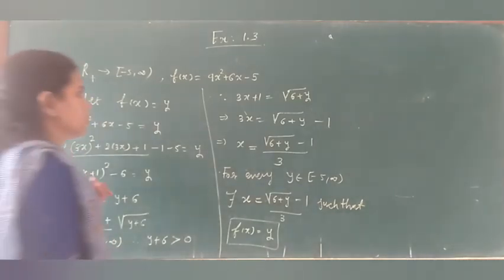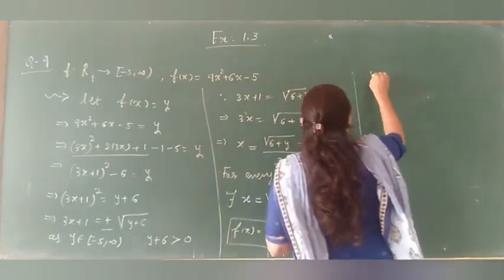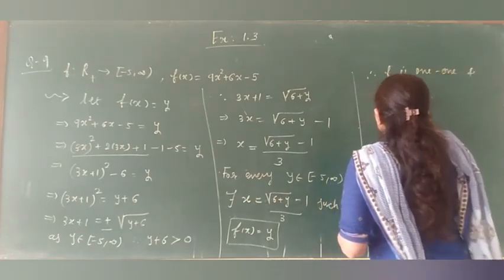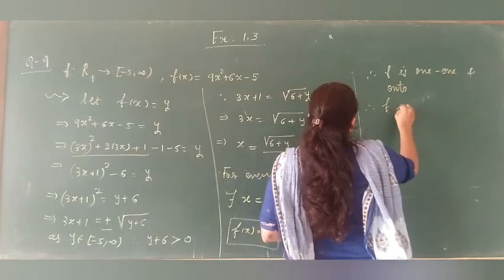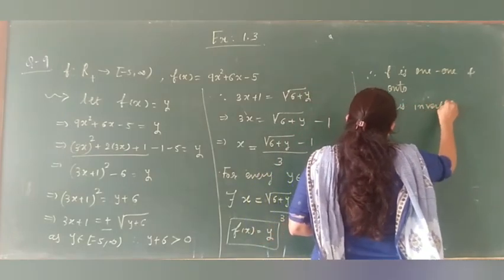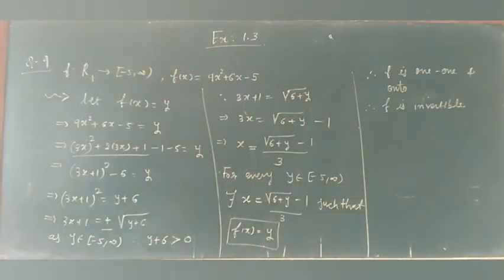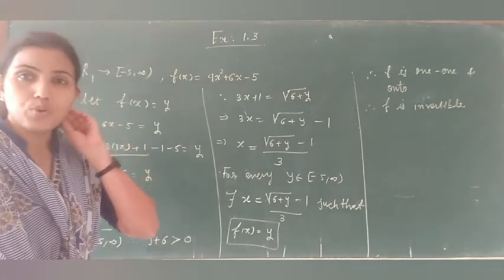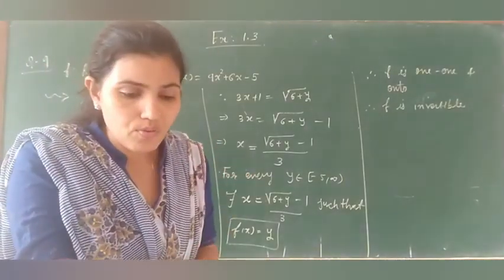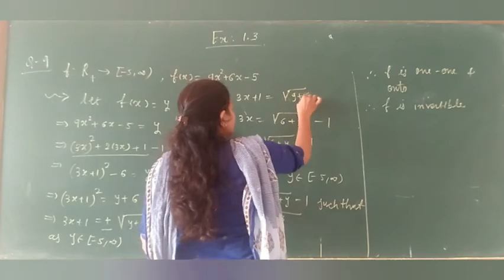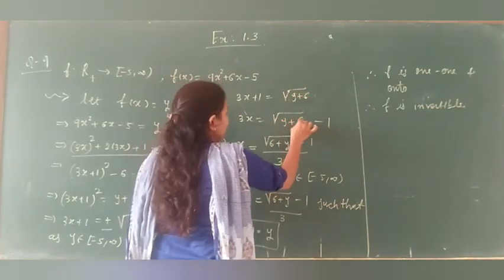So therefore f is onto, and therefore f is 1-1 and onto. Therefore f is invertible. So here we have shown that the function is 1-1 and onto, and therefore f is invertible. So this part is proved. Now next thing is the inverse. So we have to tell what its inverse is. That f inverse of y is equal to under root y plus 6. So I am changing here to y plus 6.